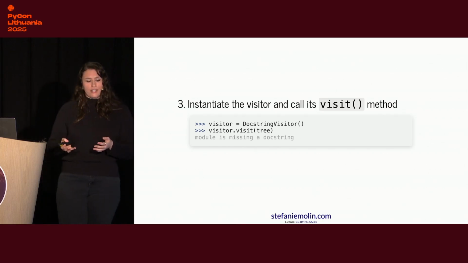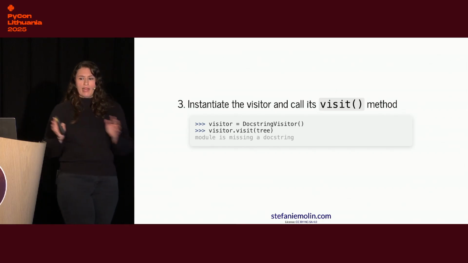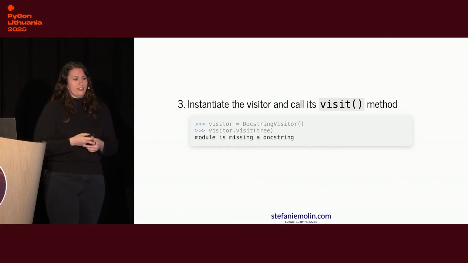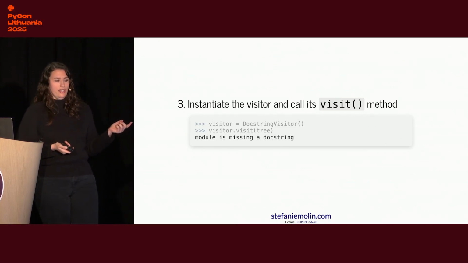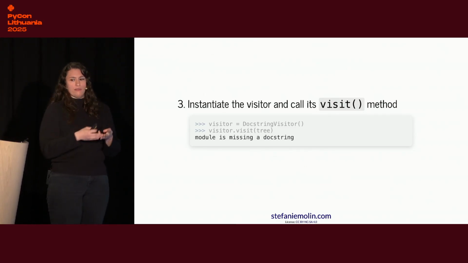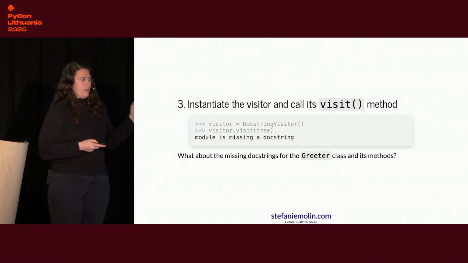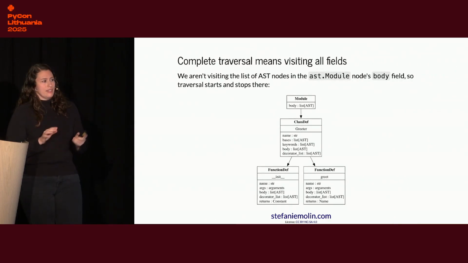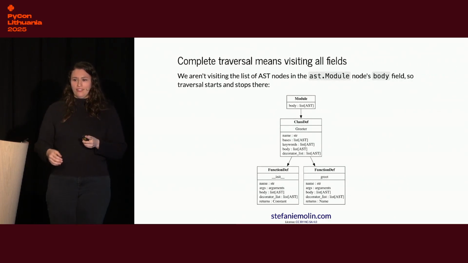So now we can use this visitor, right? We instantiate the docstring visitor. We call the visit method, passing it that tree that we read in earlier, which is the AST. And we get a result. It says module is missing a docstring. And while that is correct, the module is missing a docstring, we saw that there were 4 items that are missing the docstring: the module, the class, and the 2 methods. So something didn't happen correctly here, right? We missed 3 of those. So what actually happened here is that we didn't actually traverse the tree at all. We visited the module, and then we just stopped.